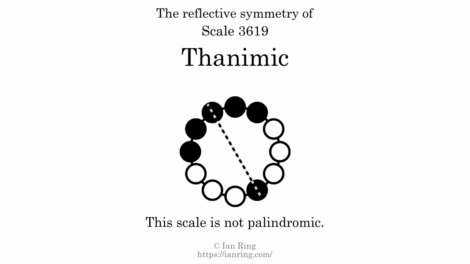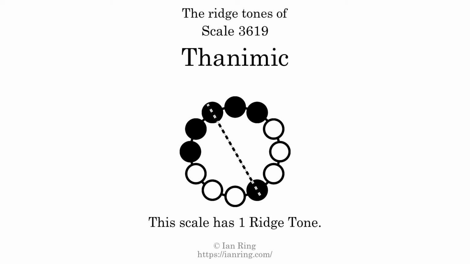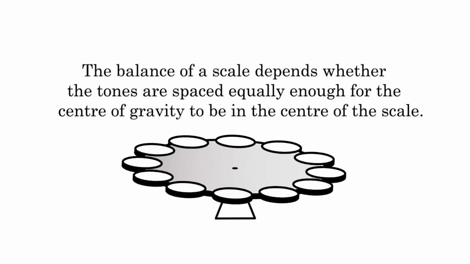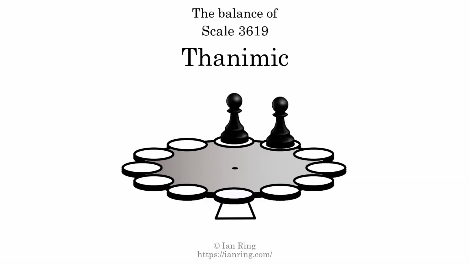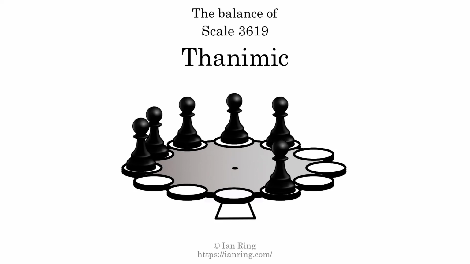This scale has reflective symmetry across an axis positioned 5 semitones from the root. This scale has a different pattern of intervals ascending and descending, so it is not palindromic. This scale has 1 ridge tone. Here, the balance of a scale depends whether the tones are spaced equally enough for the center of gravity to be in the center of the scale. This scale is not balanced.